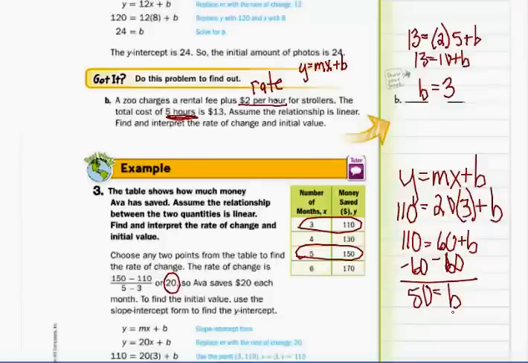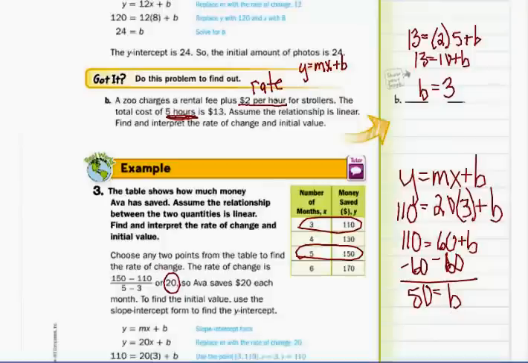So 50 is b. What does that mean? That means that she started saving with $50. That's how much she deposited at first. Maybe she got that for her birthday, whatever it happens to be. But that's her initial value. So the rate is $20 per month, and she started off with $50.